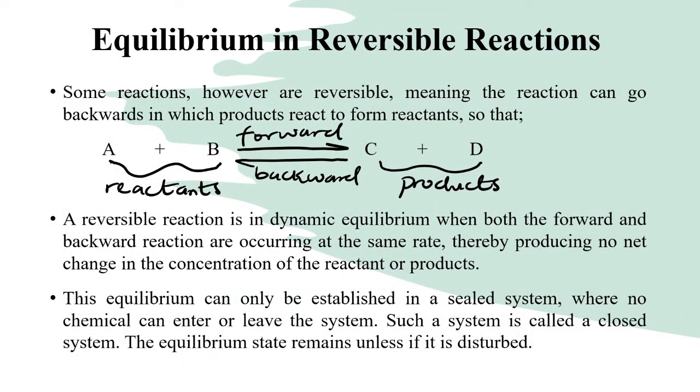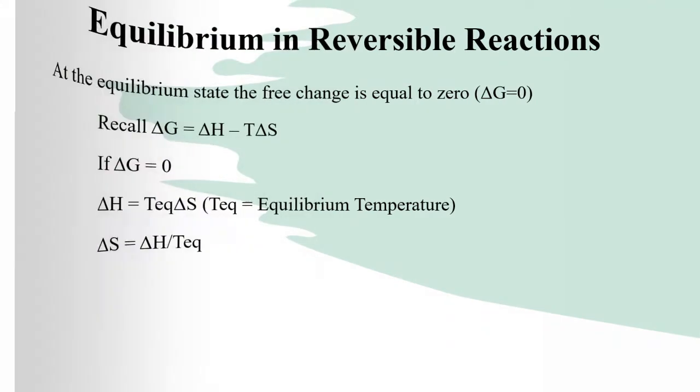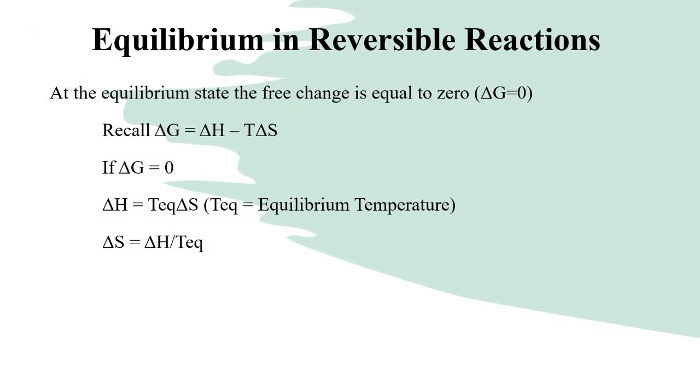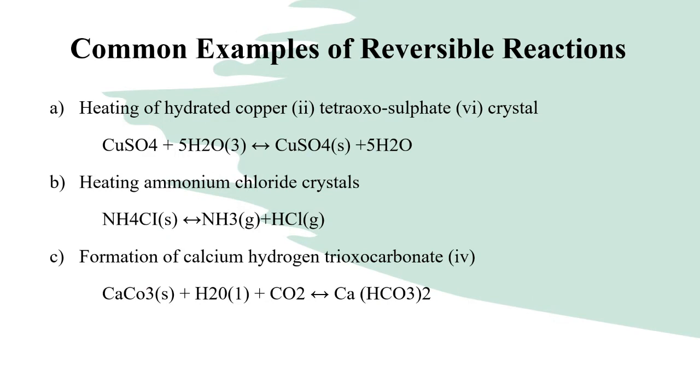The equilibrium state remains unless it is what? Disturbed. At the equilibrium state, the free energy change is equal to what? Zero. Let's look at some examples of reversible reactions. Number one, heating of hydrated copper(II) tetraoxosulphate(VI) crystals. Number two, heating ammonium chloride crystals, and so on.